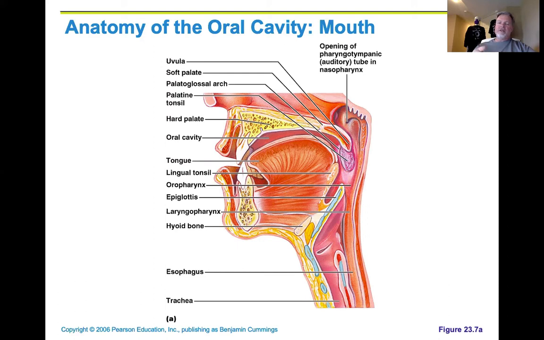Remember that the oropharynx was one of the three pharynxes that we had before in the respiratory system. It started with the nasopharynx, then it went oral, then it went laryngopharynx. But anyway, so when it comes to the oral cavity, it goes straight into the oropharynx. Now, the mouth has to withstand abrasion.